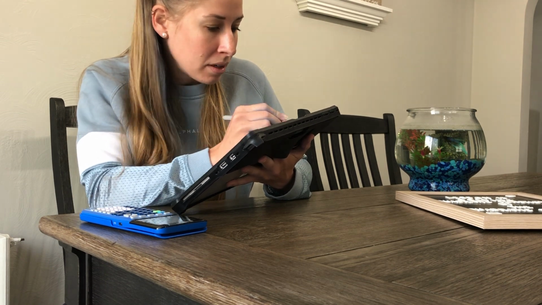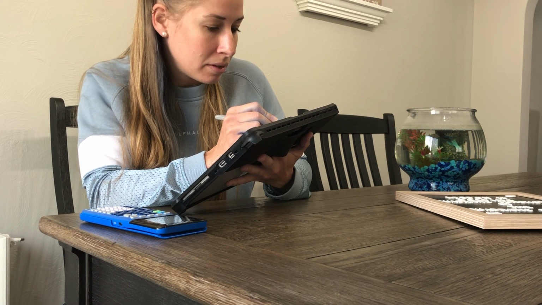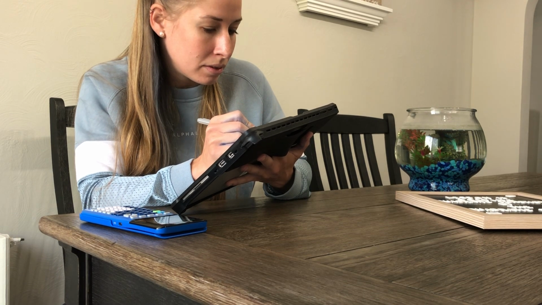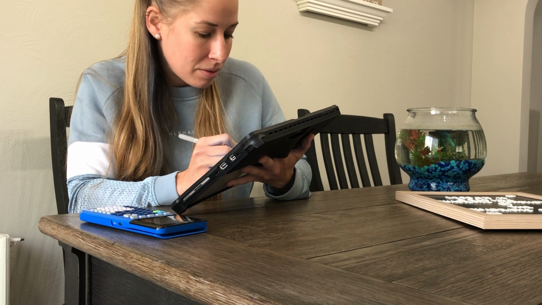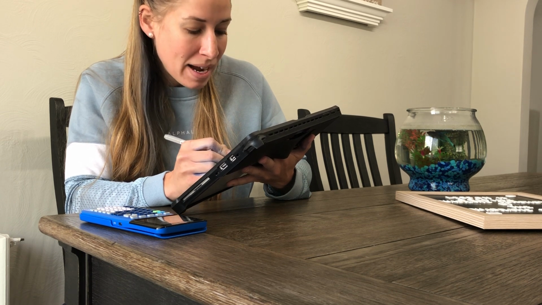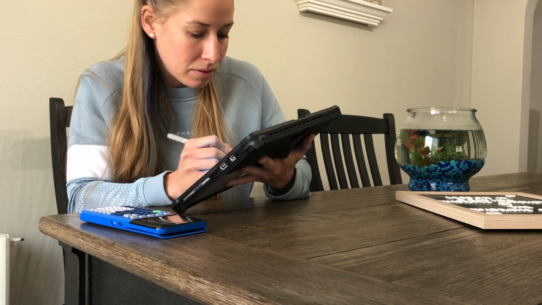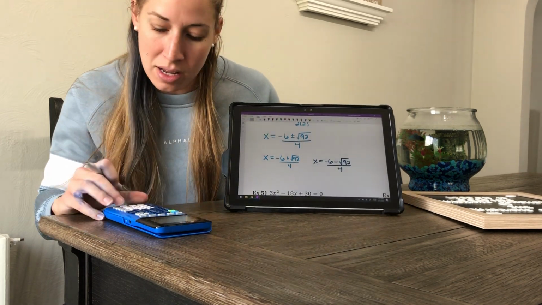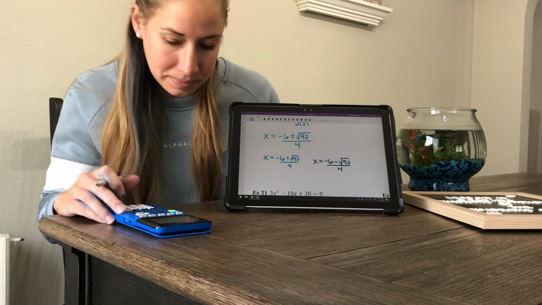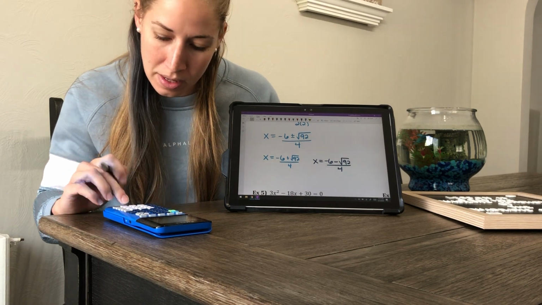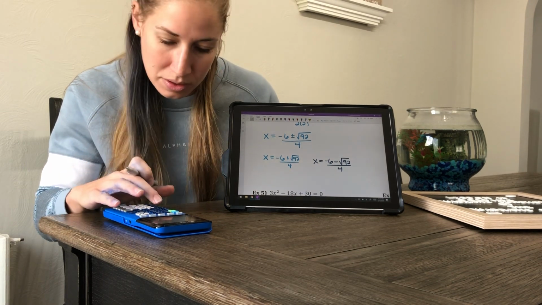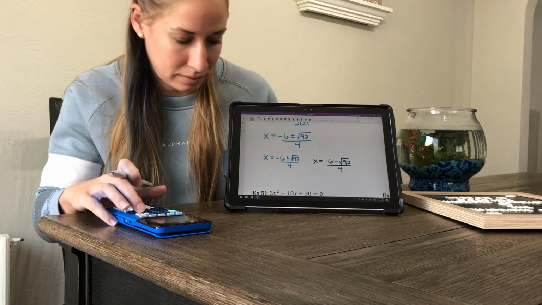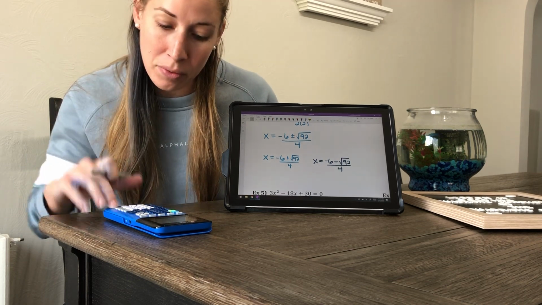And I'll switch color up here. x equals negative 6 minus the square root of 92 over 4. Okay, so we've got our plus and we've got our minus. So negative 6 plus the square root of 92 divided by 4.